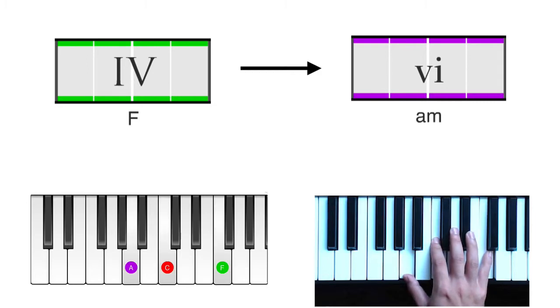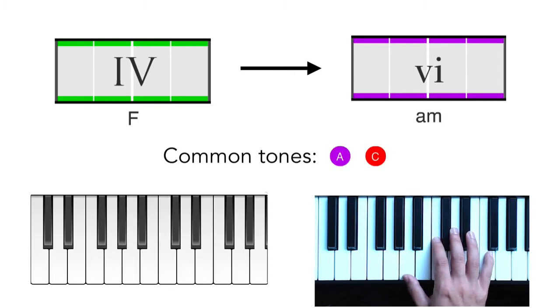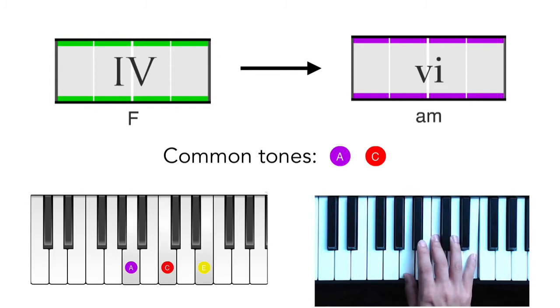The common tones between 4 and 6, F major and A minor, are A and C, right? Scale degrees 6 and 1. The only thing that needs to change is our pinky finger. So to go from 4 to 6, A minor, we just move our pinky.